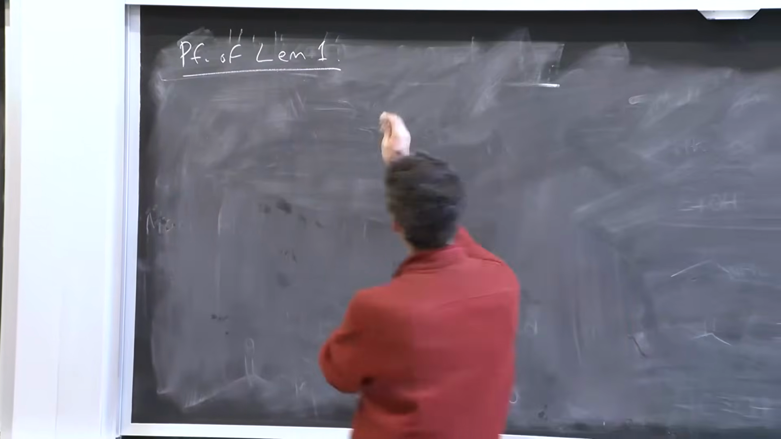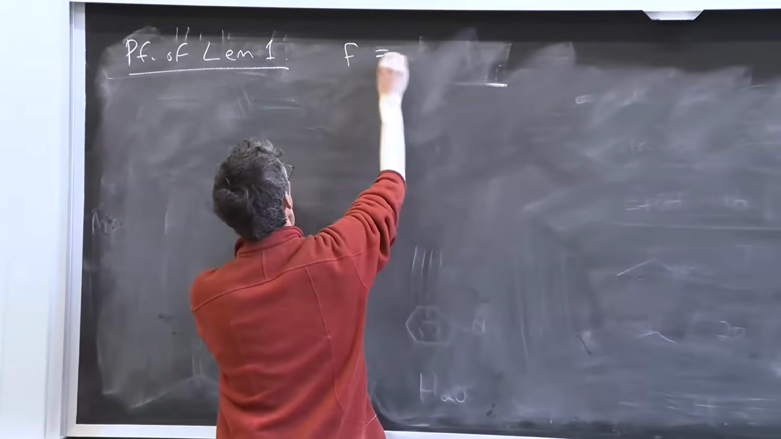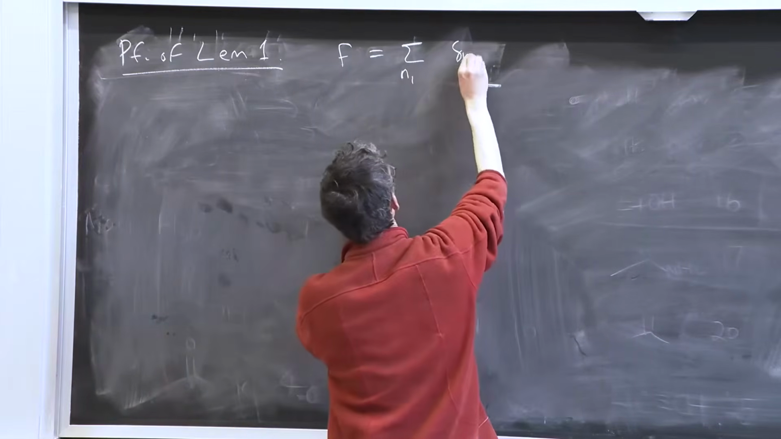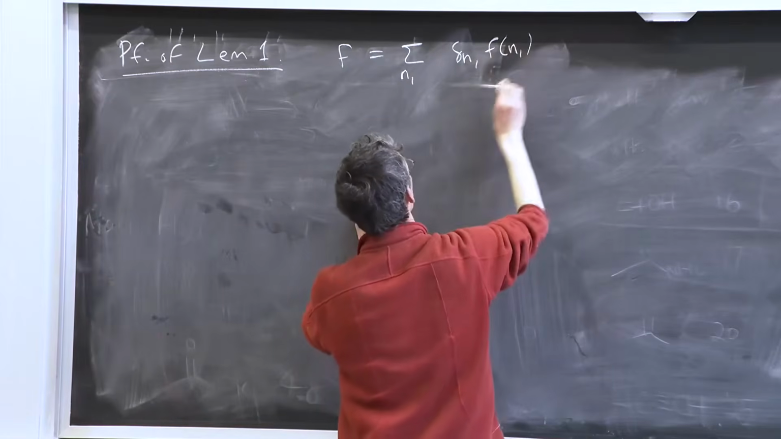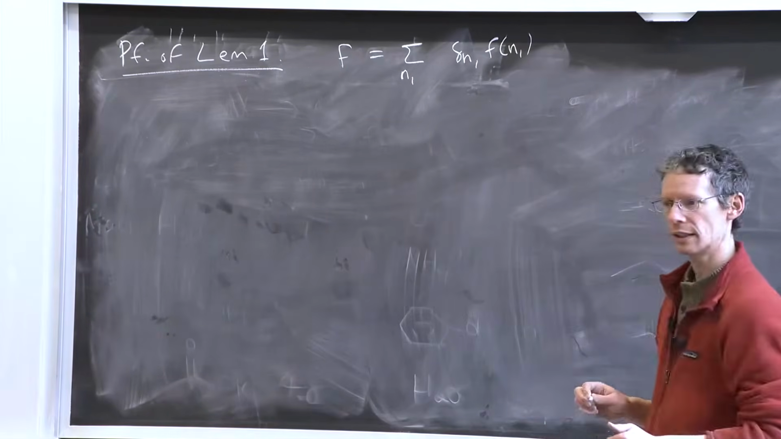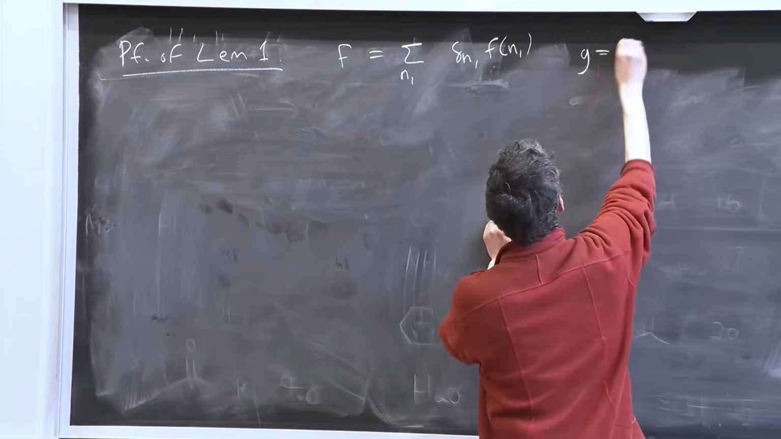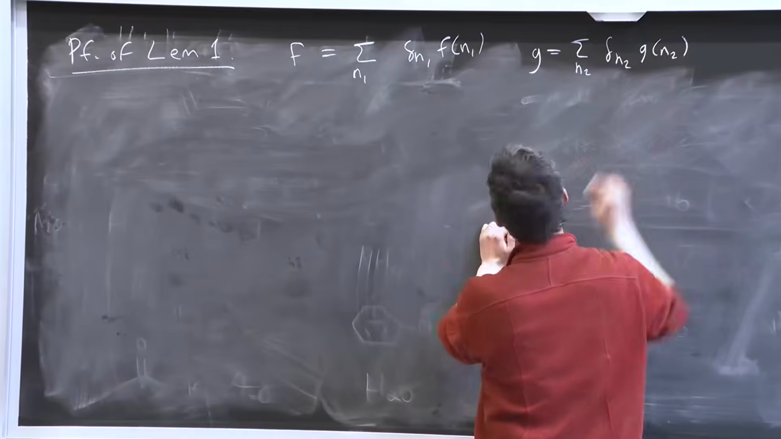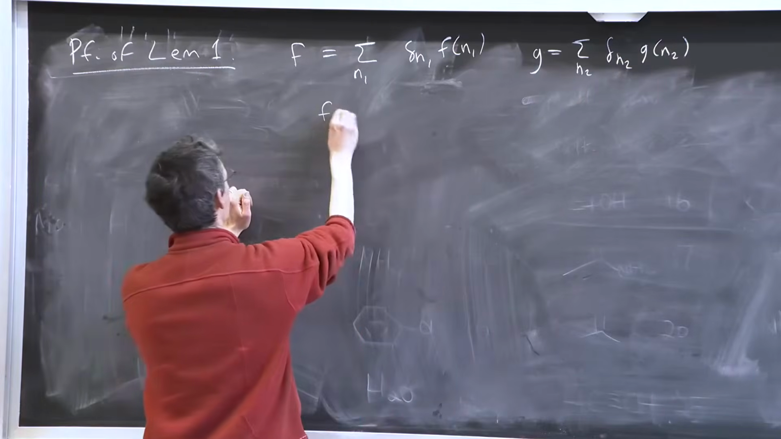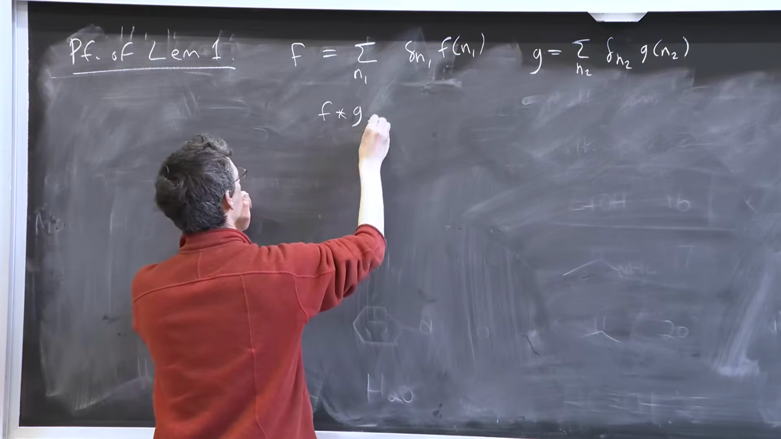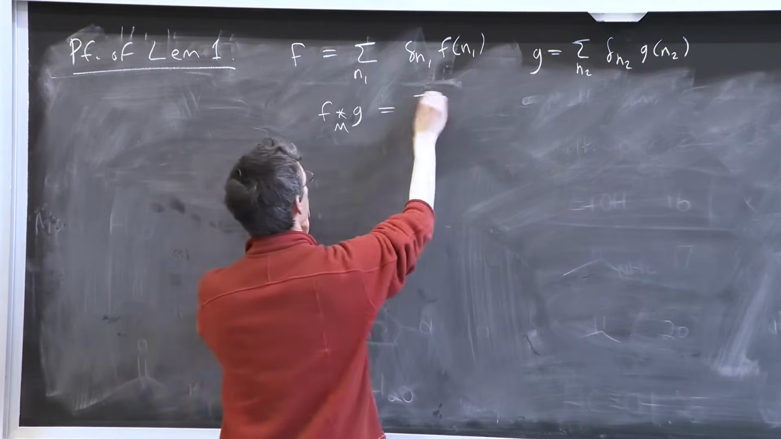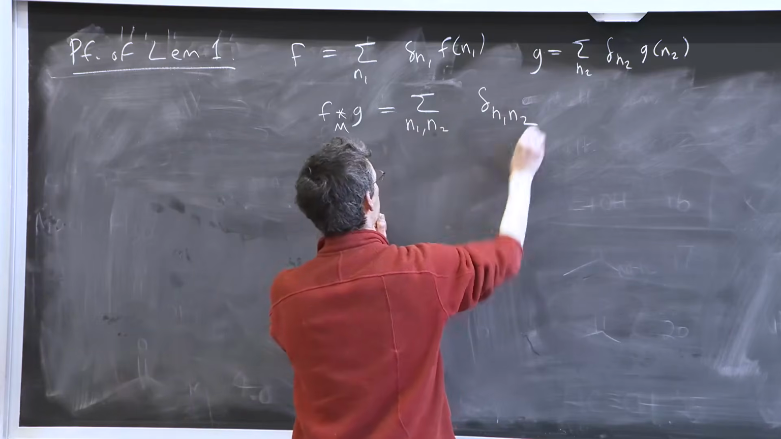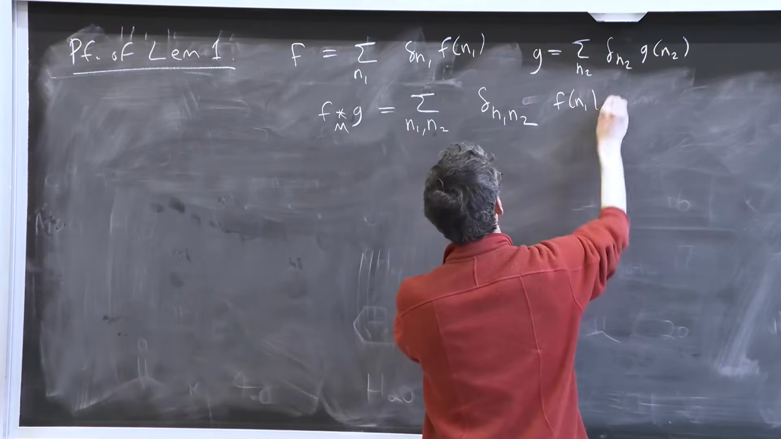OK, so here's how I like to think about the proof. I'm going to think of f as a sum over n1 of a delta function at n1 weighted by f of n1. And I can do the same with g: sum over n2, delta function at n2, g of n2. What happens when I take their convolution? The multiplicative convolution is the sum over n1 and n2 of a delta function at n1 n2, weighted by f of n1, g of n2.